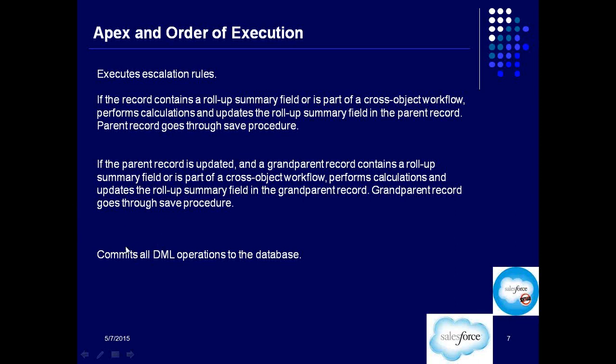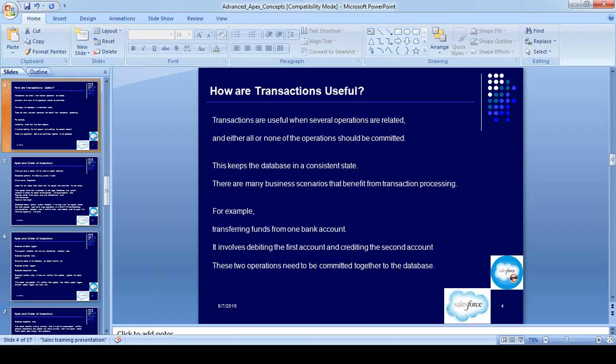Got it? So the DML operation commits to the database, and after that it executes post commit logic. There are some logics which execute after commitment of the data, like sending an email. Sending an email cannot happen before data commitment, because once you have sent the email, you cannot roll it back, right? So there are things which cannot be rolled back, like an email. Those logics get executed after the data is committed to the database. Got it? Long process, but very important.